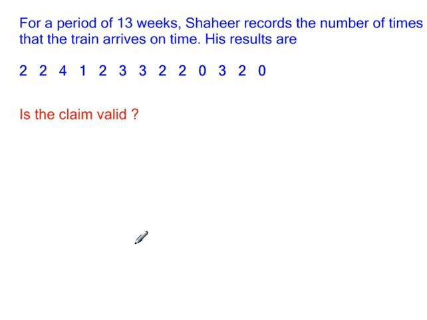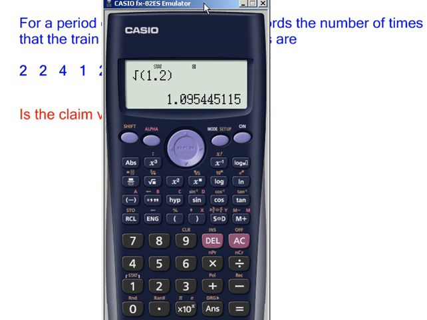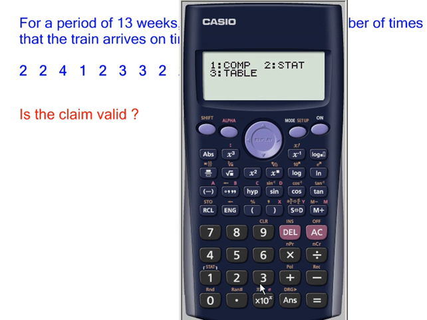For a period of 13 weeks, Shahir records the number of times that the train arrives on time. His results are as follows. So now we need to see, does this data fit the binomial model? Back to the calculator. Let's reset the calculator first. Shift 9 3 equals, that's all reset. Mode, statistics, one variable, put the data into the calculator.